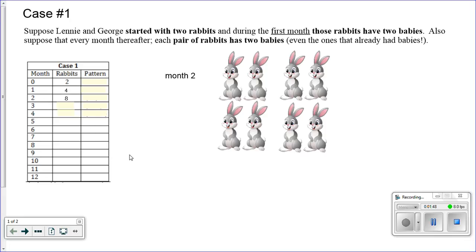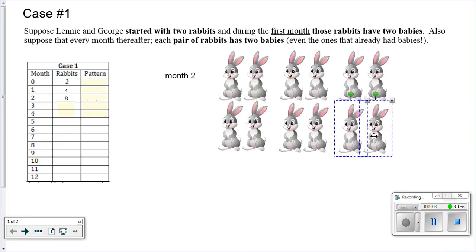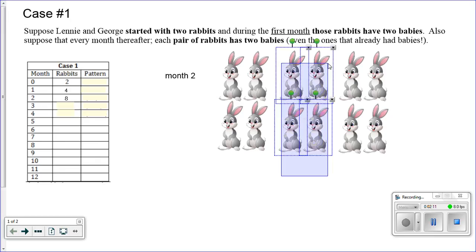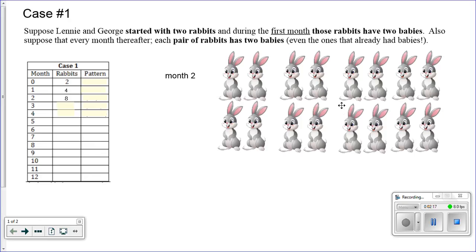So now we're moving into month 3. Every pair of rabbits on the screen is going to have a pair of baby rabbits. So we'll start with the original again. They have 2 more. Then our pair from the first month have 2 more. Alright, and then our 2 from the second month have their own pair. So now we have a total of 16 rabbits. So this pattern is going to continue. Now every single pair of these rabbits is going to have another pair of rabbits.